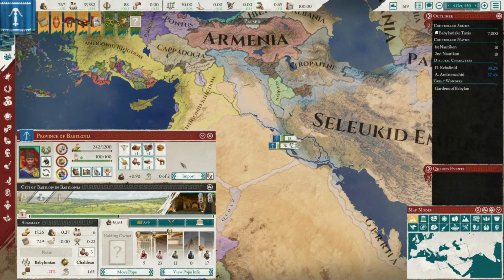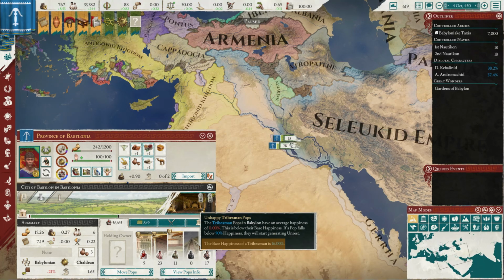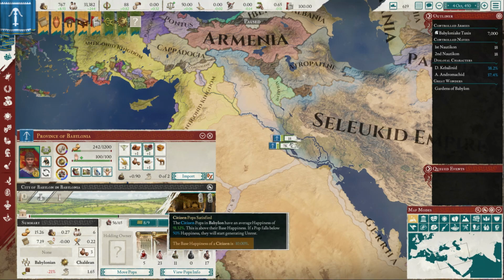The higher the average happiness of a pop category in a territory, then the higher the output. Of course, the opposite is also applied. The lower the happiness, then of course the lower the output. Each pop type has something called a base happiness value, on top of which is added a series of multipliers based on numerous factors such as religion, culture, civilization value, inventions, and much more.